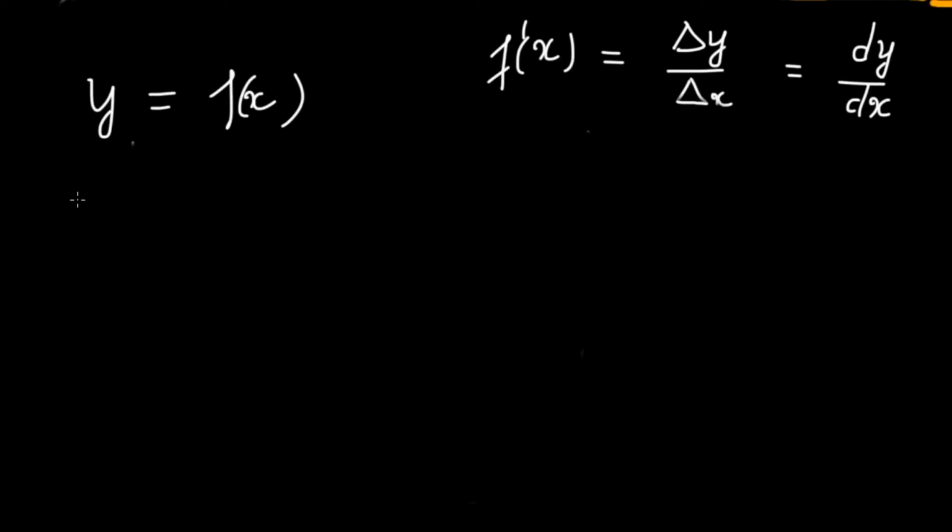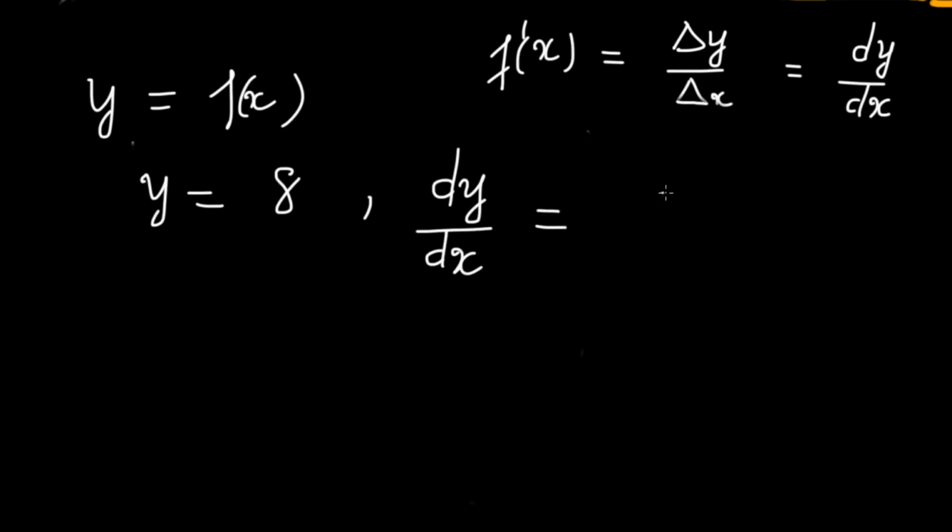Now let's work on some examples. Find the derivative of y equal 8. We can see 8 is a constant. So the derivative of y equal 8, dy over dx, equals 0.